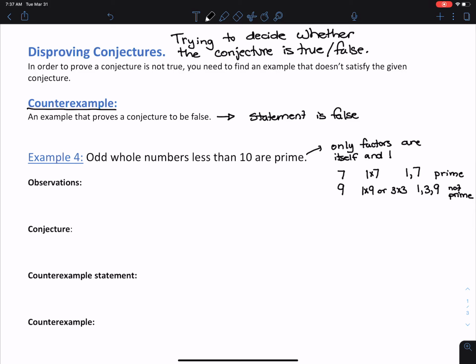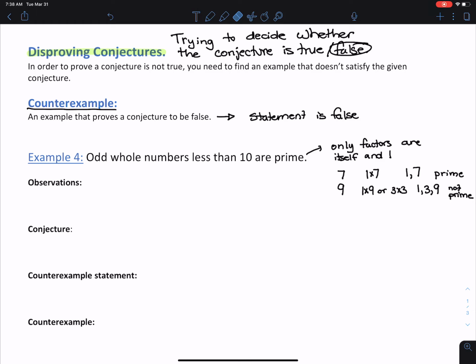So today's lesson is going to be on disproving conjectures, or trying to decide whether the conjecture is true or false. In this case, because we're trying to disprove the conjecture, we are trying to show that the statement is false. So what we're going to do to show that the statement is false is we're going to find a counterexample, and this counterexample will show that the statement is false because it won't satisfy the given statement that we have. So let's look at an example.